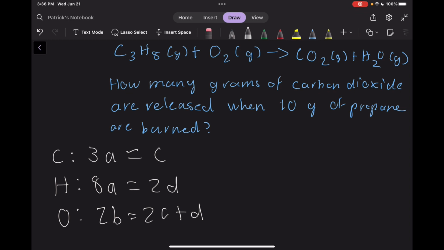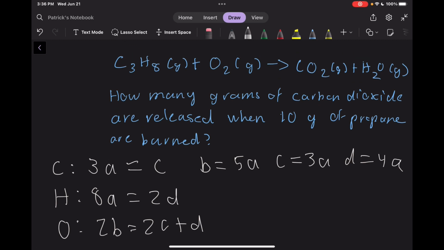If we solve all these equations in terms of A, we obtain B equals 5A, C equals 3A, and D equals 4A. This means that our balanced chemical equation is C3H8 plus 5O2 equals 3CO2 plus 4H2O. From here, we need to note down our given quantity, which is 10 grams of propane, and our desired quantity, which is X grams of carbon dioxide.